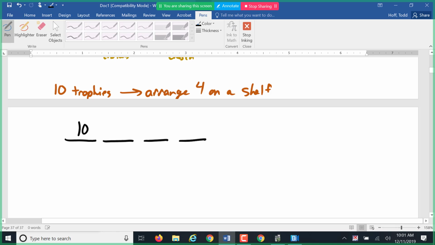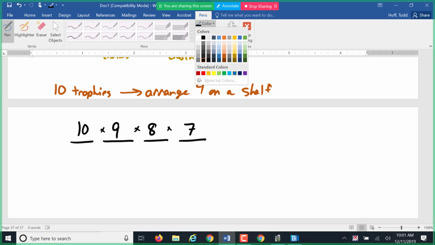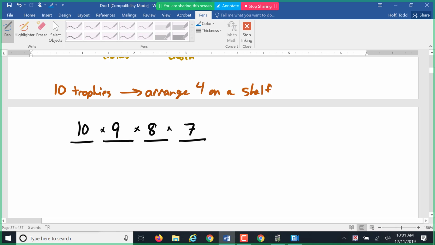The first slot, there's 10 choices. We have 10 trophies. Second slot, there's 9. Third slot, there's 8. And the fourth slot, there's only 7 trophies left to choose from. Well, rather than writing that definition out as 10 times 9 times 8 times 7, with what we've learned of factorials, we can write that as 10 factorial divided by 6 factorial. The 6 factorial is dividing out the times 6 times 5 times 4 times 3 times 1 that would have come after the 7 in our 10 factorial.